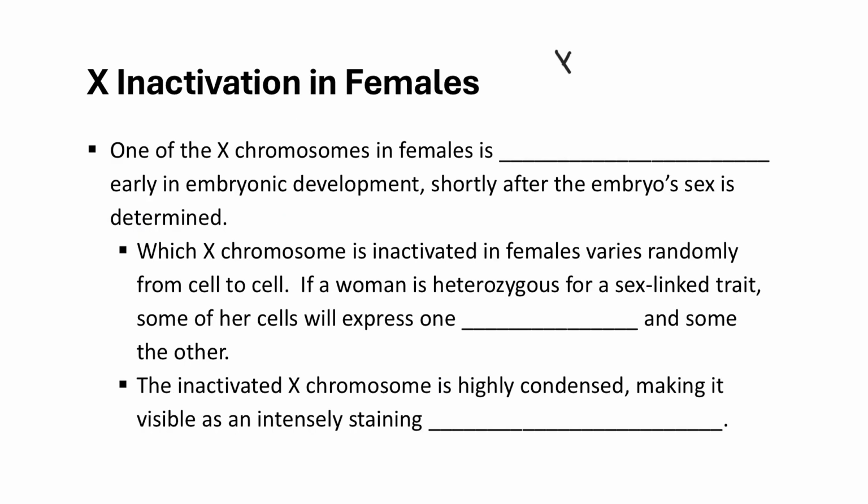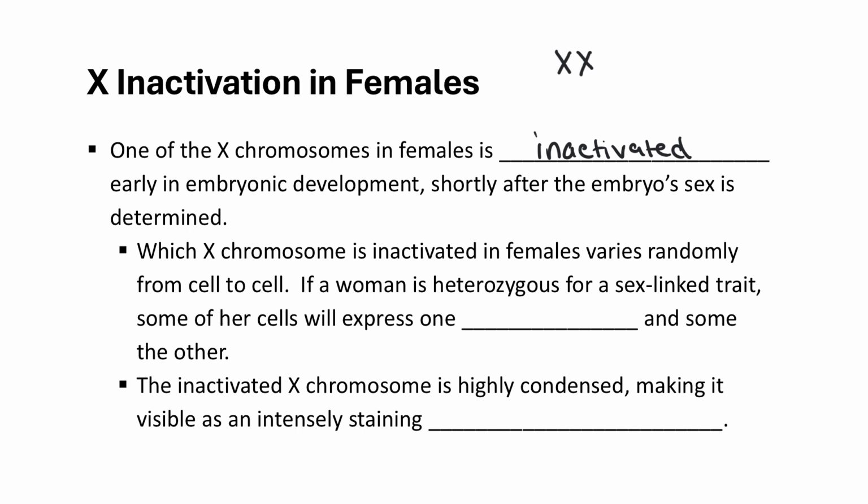Now, females have two X chromosomes, and as I mentioned already, those X chromosomes have a lot of genes on them, so females do not actually need both of these X chromosomes to be expressed in their cells. So one of the X chromosomes in females is going to be inactivated early in embryonic development. This is shortly after the embryo's sex is determined. Which X chromosome is inactivated in the female varies randomly from cell to cell. So the same X chromosome is not going to be turned off in every cell. It is random which one is inactivated.